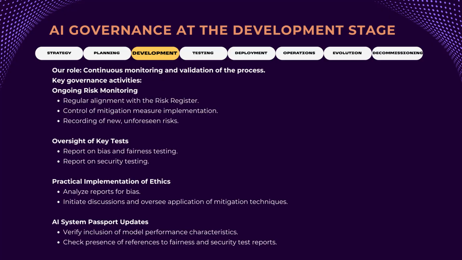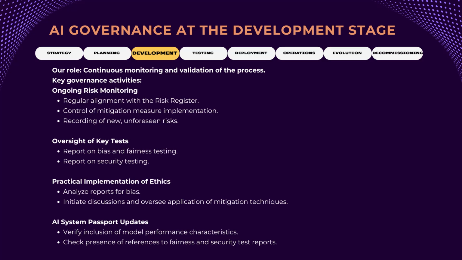In development, our primary job is continuous monitoring and validation. Our motto here is, document as you go. First, we conduct continuous risk monitoring. We regularly sync with our team and our risk register. Which planned mitigations have been implemented? Have new, unforeseen risks appeared during development?